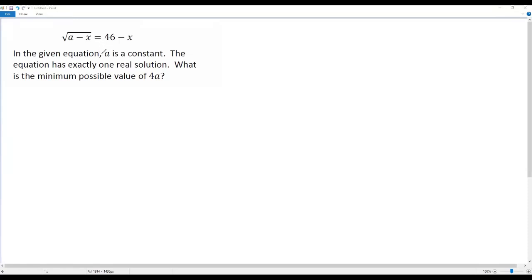Here we have a SAT math problem. Okay, let's go to the question. Square root of a minus x equals 46 minus x. In the given equation, a is a constant. The equation has exactly one real solution. What is the minimum possible value of 4a?